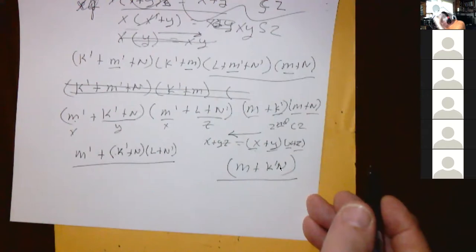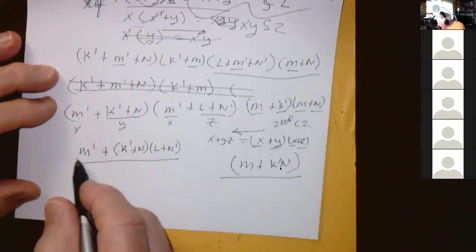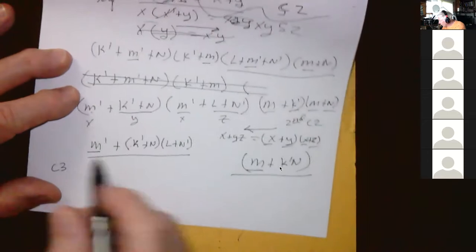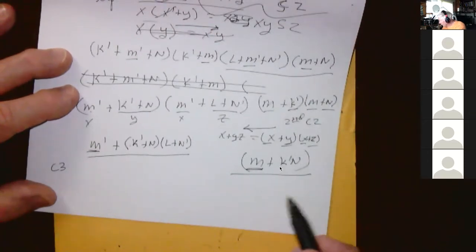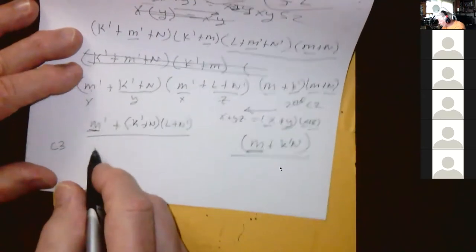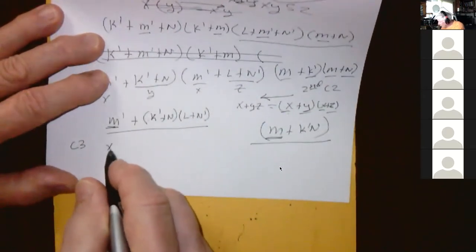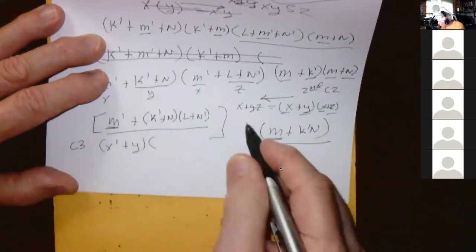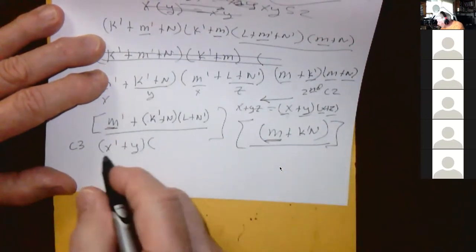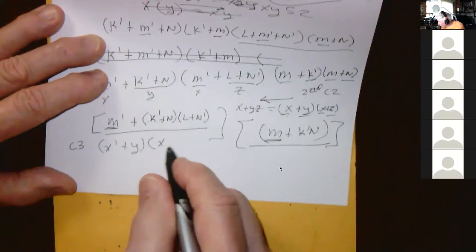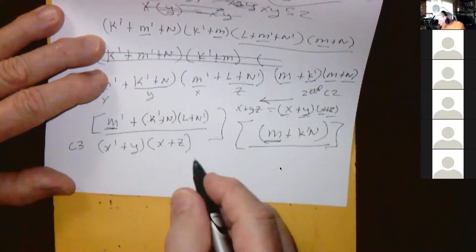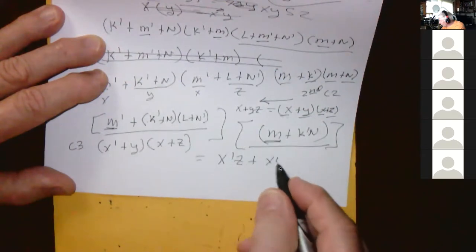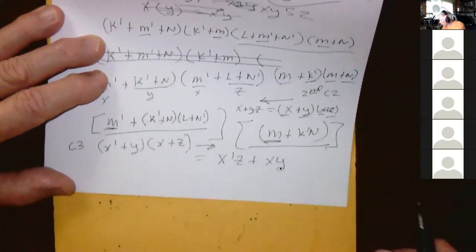Now we have an m prime here and an m here. So now we're set up for C3, multiplying and factoring, because we do have an m prime and a non-m prime. So that's the same as, remember, C3 is x prime plus y quantity times x plus z, and that's going to give us x prime z plus xy. And we're applying it in this direction.